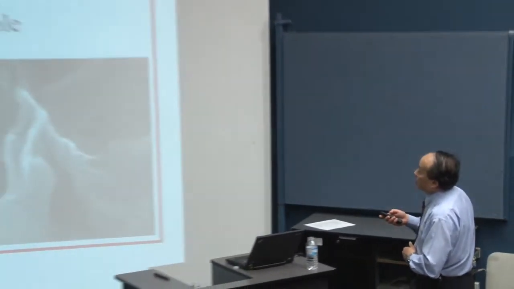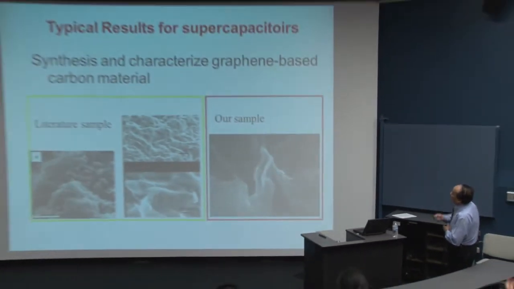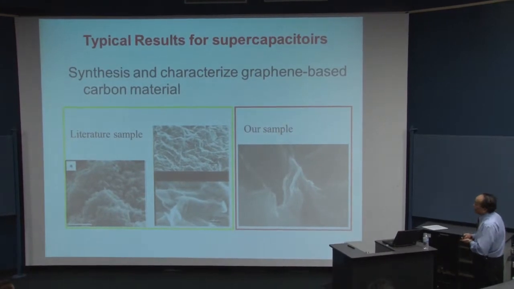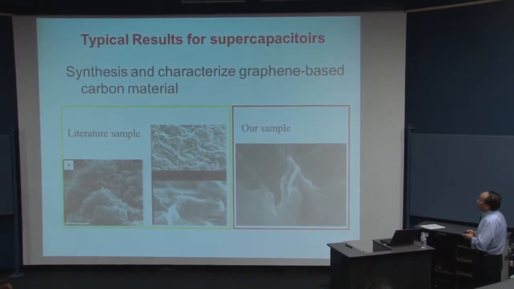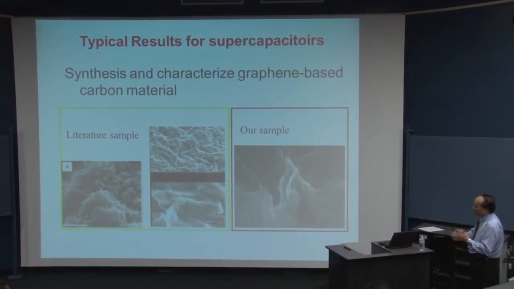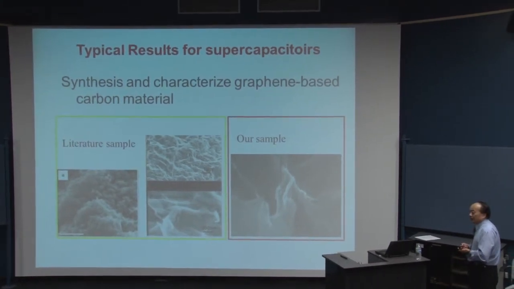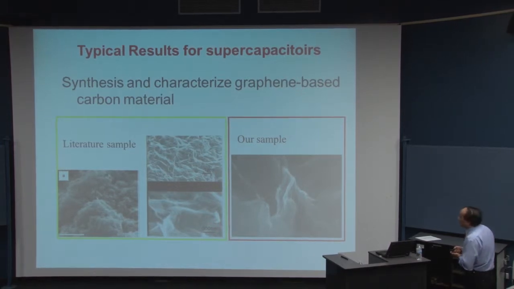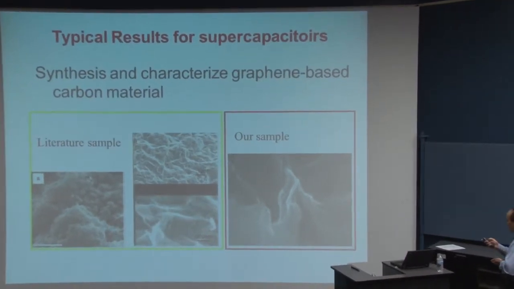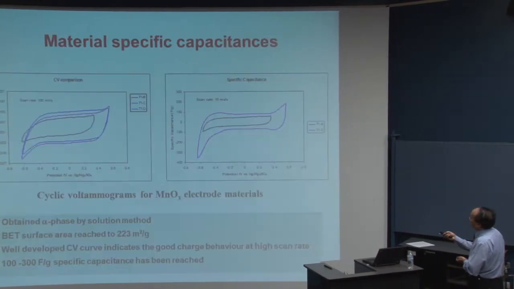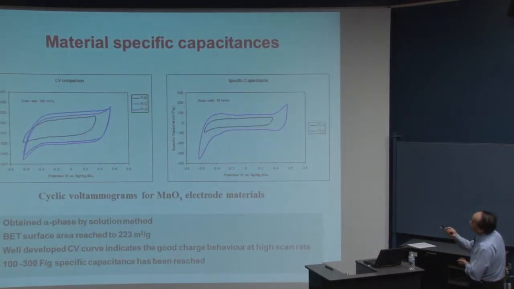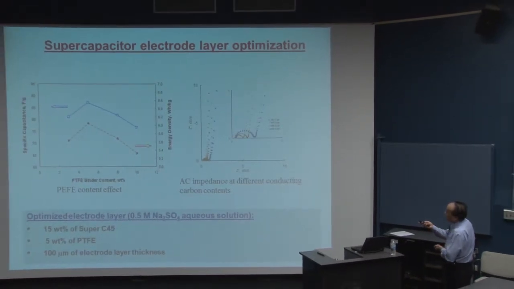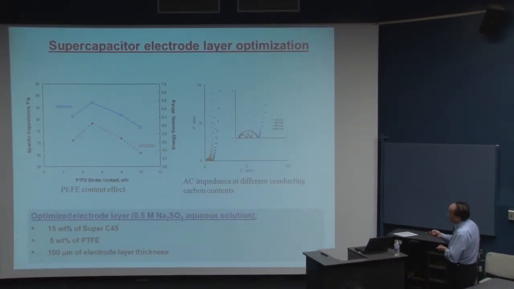And we are doing some work on graphene-based material. In the literature, in a single cell, they can reach an energy density of 100 something, which is very comparable to the battery. That's a very good sign. This shows you the characterization of the material, and cyclic voltammetry to diagnose the material.